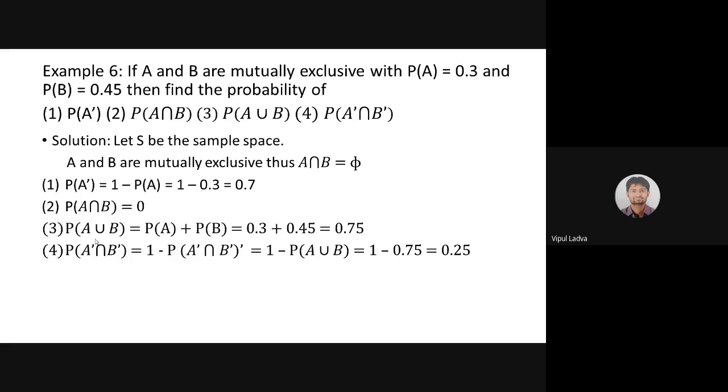A and B are two mutually exclusive events. I am giving you the probability of A as well as the probability of B, and looking to find some desired probabilities: 1, 2, 3, 4. P of A dash, A intersection B, A union B, A dash intersection B dash. Are you able to get this or not? Giving you 2 minutes.